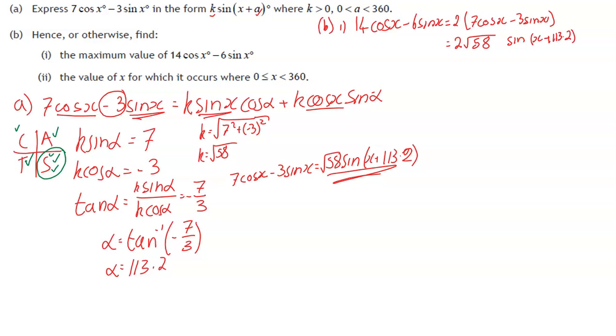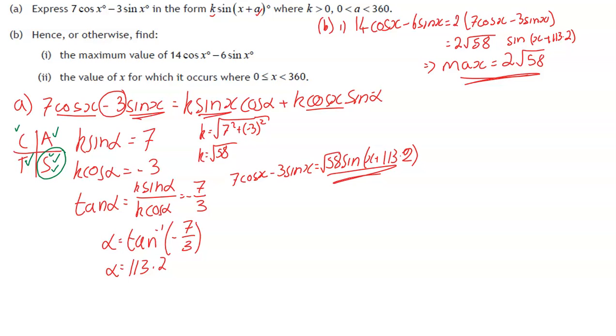Now we know the maximum value of sine is equal to 1. So the maximum value here is going to be the 2 root 58 times the maximum value of sine. So 2 root 58 times 1. So I can then say that the maximum is equal to 2 root 58.